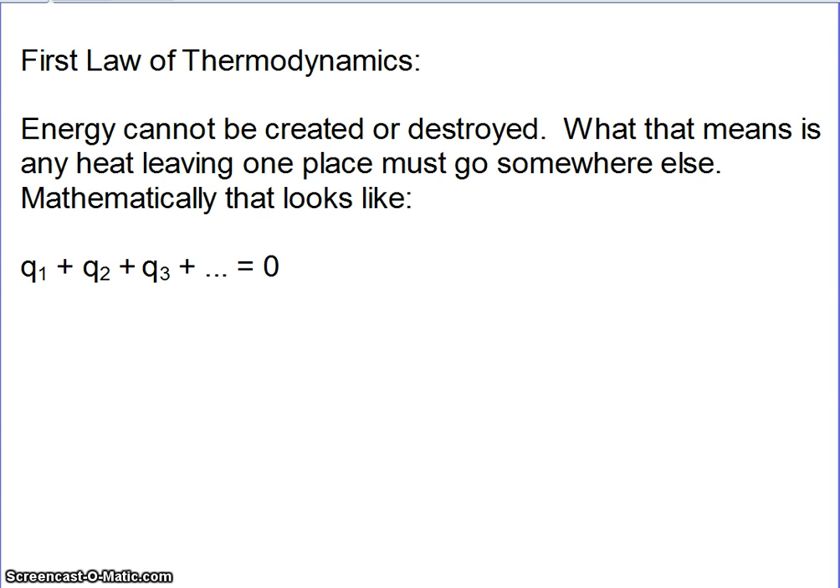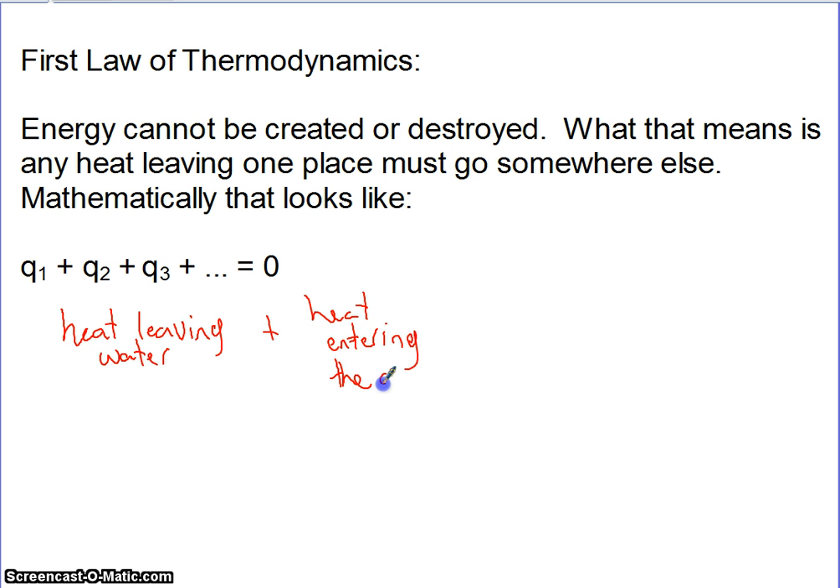The other thing that's important with calorimetry is the first law of thermodynamics, which states that we cannot create energy, we can't destroy energy. Any heat that leaves one place must go somewhere else. And mathematically, that looks like you add up all the heat. So remember, Q is the heat. So basically, I could restate this in words like the heat leaving the water plus the heat entering the cup equals 0.